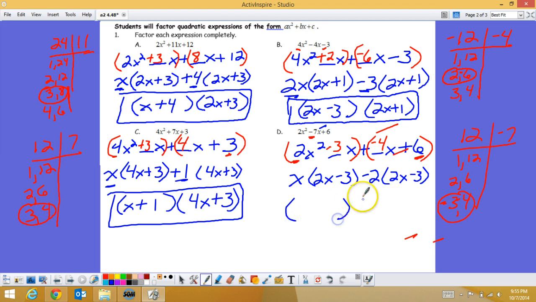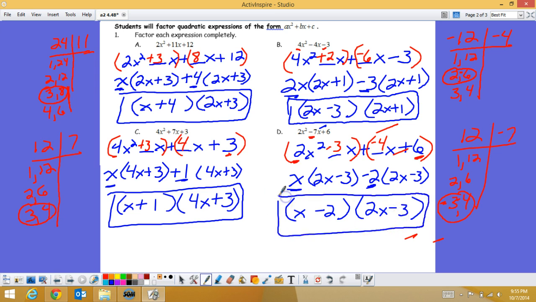So then my two sets of parentheses, the first one are the outside terms. Second one is that common set of parentheses.